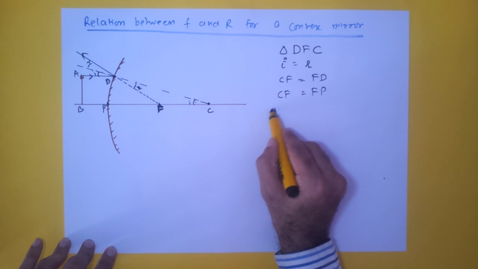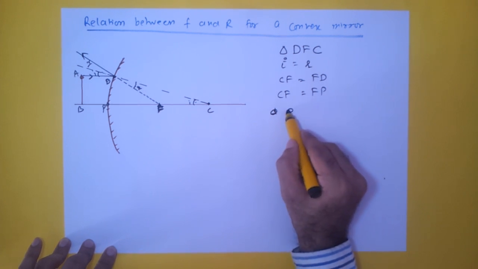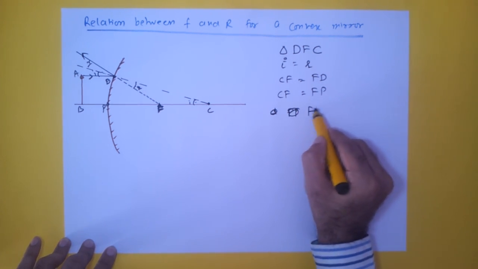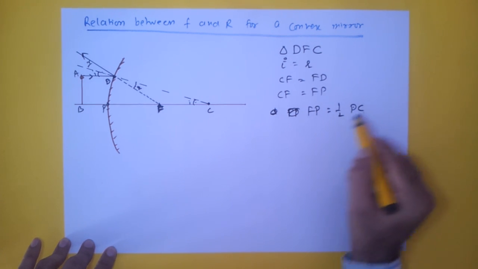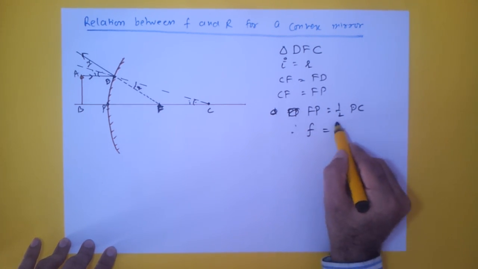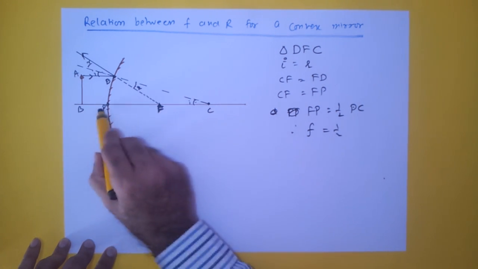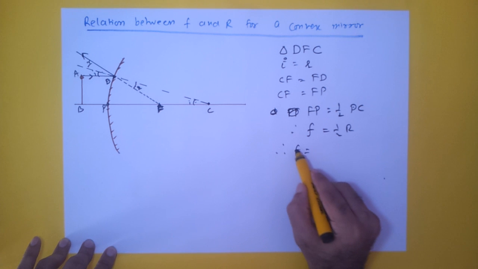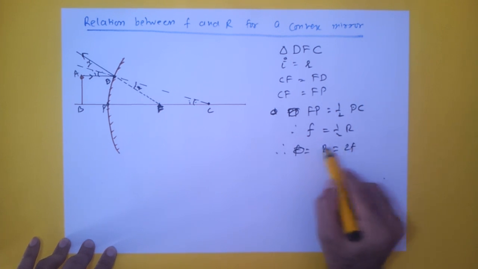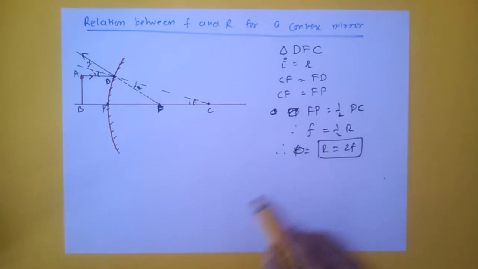Therefore, I can write down that PF or FP is equal to half of PC. PC is the radius of curvature R, and therefore I get F is equal to half of R. Thus, we can show that in both types of spherical mirrors, convex or concave, the radius of curvature is twice the focal length of the mirror.